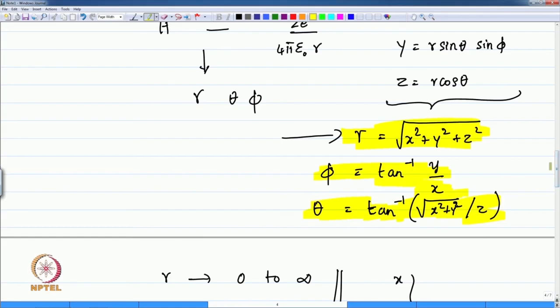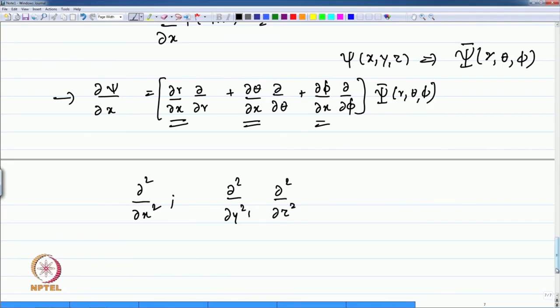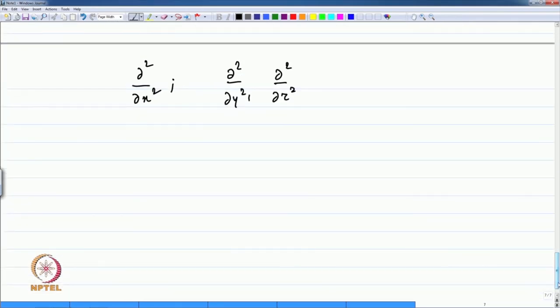Therefore, the partial derivatives that you need to calculate for expressing the kinetic energy in the spherical polar coordinate system involve three such quantities, namely ∂²/∂x², which is operating this once more, but being careful that the terms contain already r, theta and phi, and therefore the partial derivatives have to be taken carefully. And you have to do the same thing for ∂²/∂y² and ∂²/∂z².